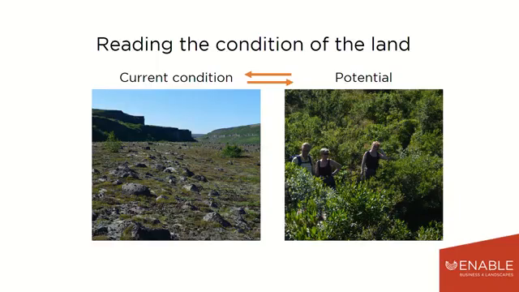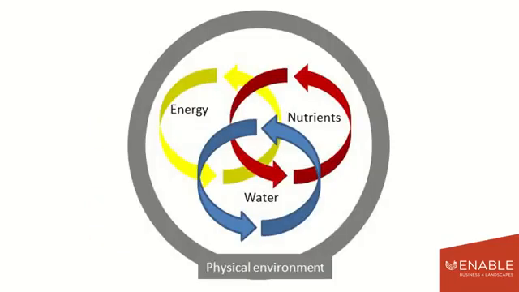There are many ways to read the condition of the land. We measure the condition compared to the land potential. To do this, many physical factors such as the signs of soil erosion are important, as well as the state of vegetation cover. To better understand this, let's consider all the cycles, the energy, nutrient, and water cycles.